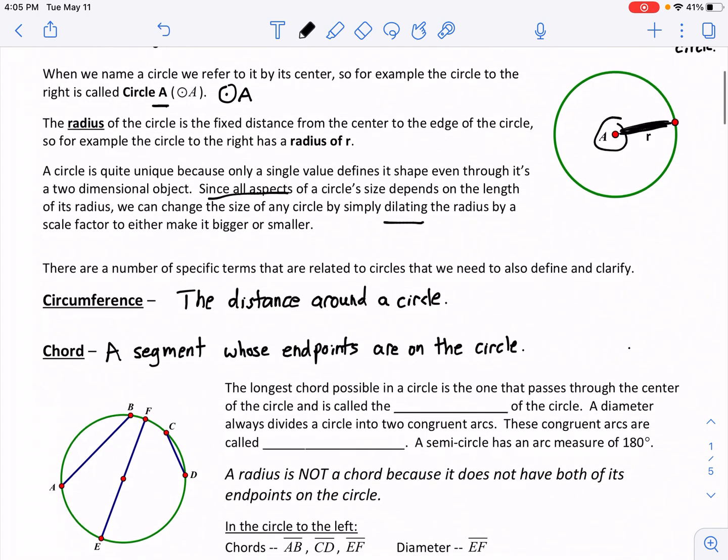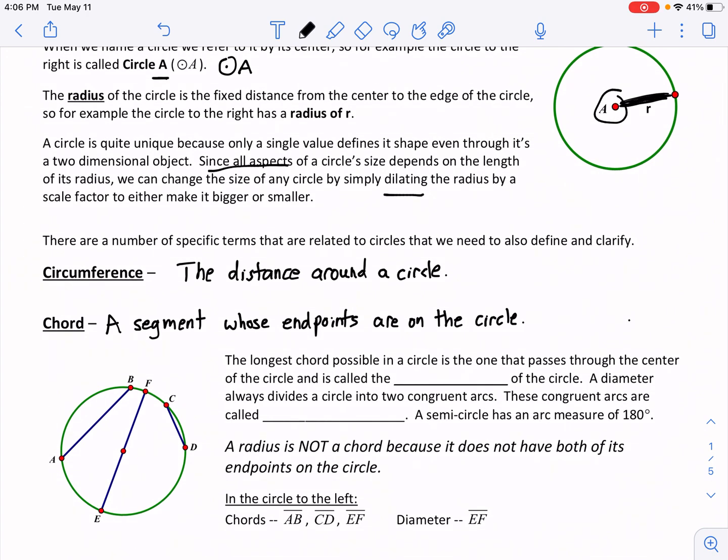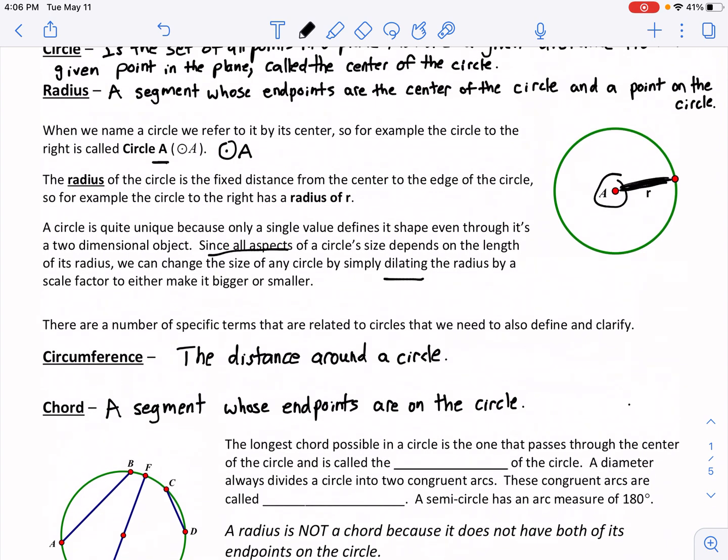Now, another thing that we talked about before, just reviewing that aspect, is the circumference. And we know that the circumference is the distance all the way around the circle. So if we find that distance all the way around a circle, we're talking about the circumference.